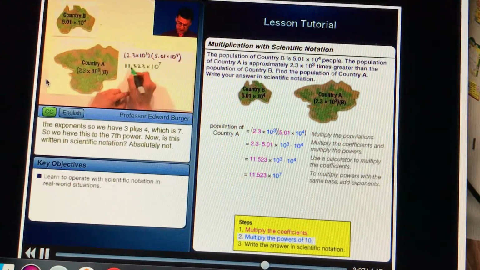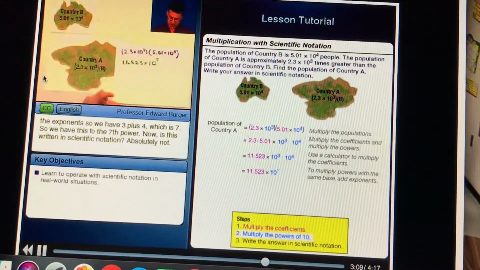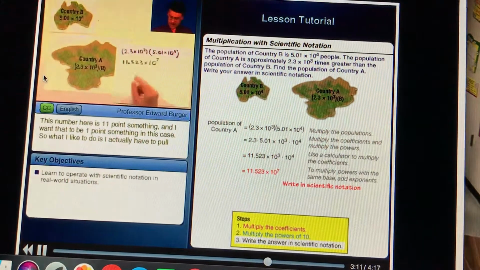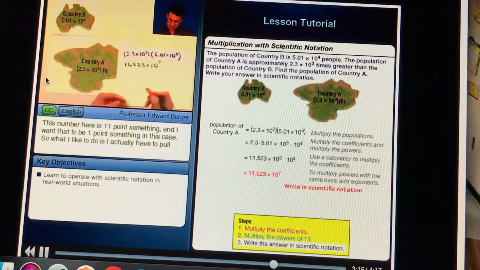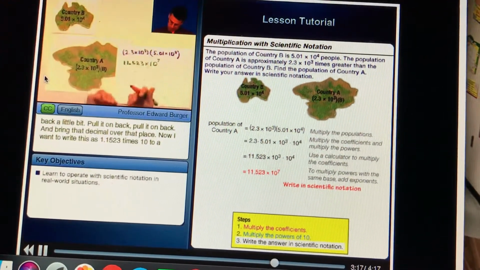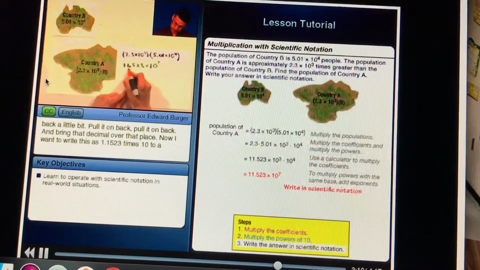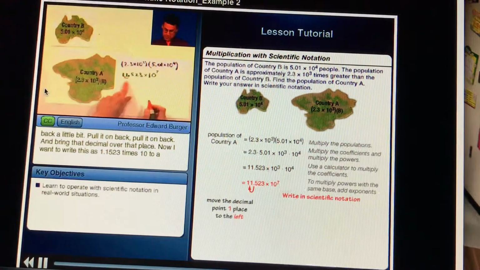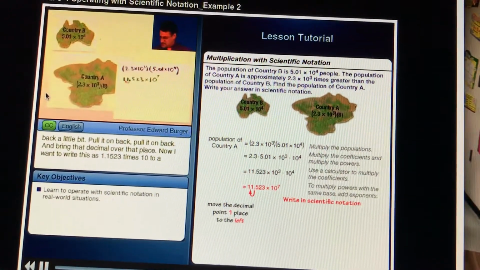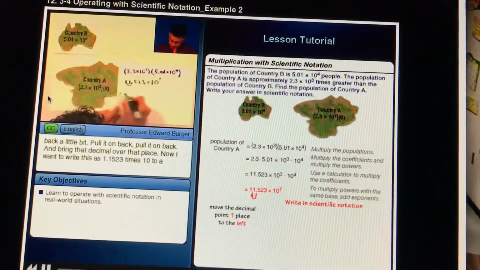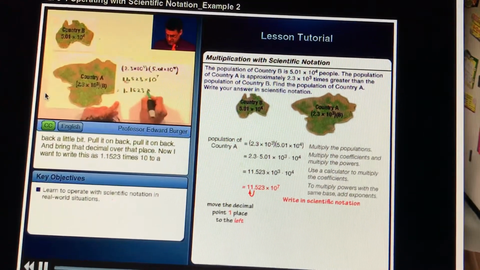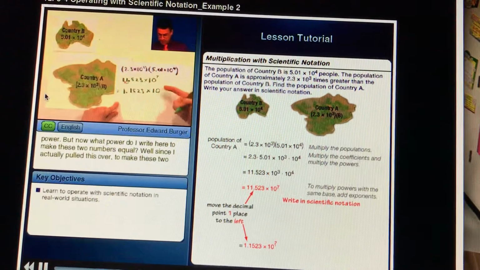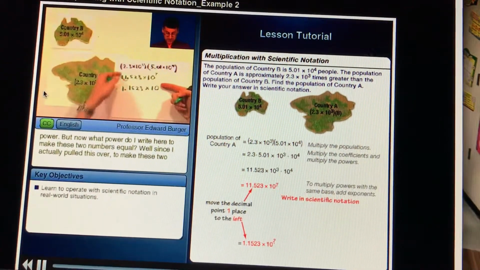Now, is this written in scientific notation? Absolutely not. This number here is 11 point something, and I want that to be 1 point something in this case. So what I'd like to do is pull it back a little bit, and bring that decimal over one place. And I want to write this as 1.1523 times 10 to a power. But now what power do I write here to make these two numbers equal?